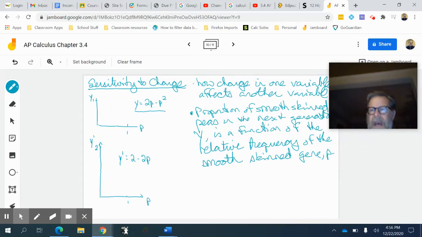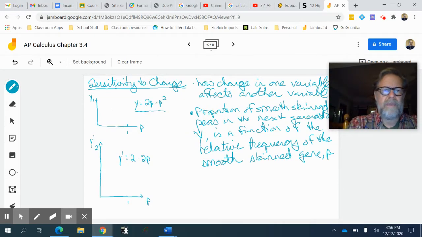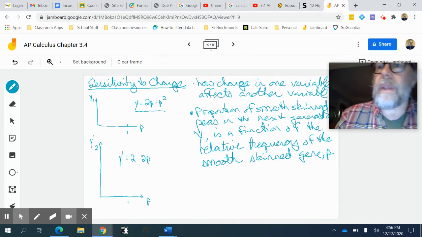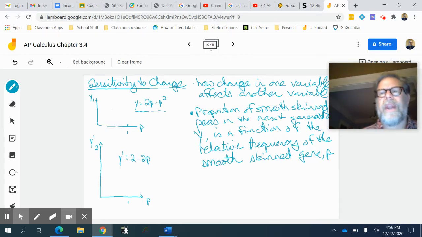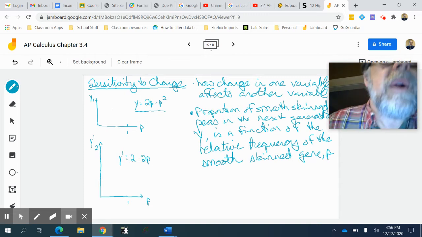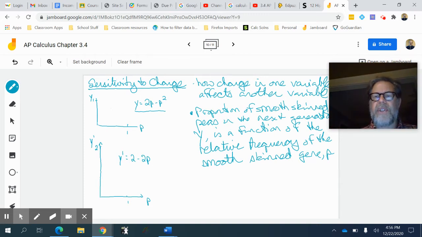All right. I want to talk about another application of calculus, and this is sensitivity to change. And the question here is, how sensitive to a change in one variable is another variable? So how does changing one variable affect another one? And this is used pretty frequently in industrial engineering, medicine.